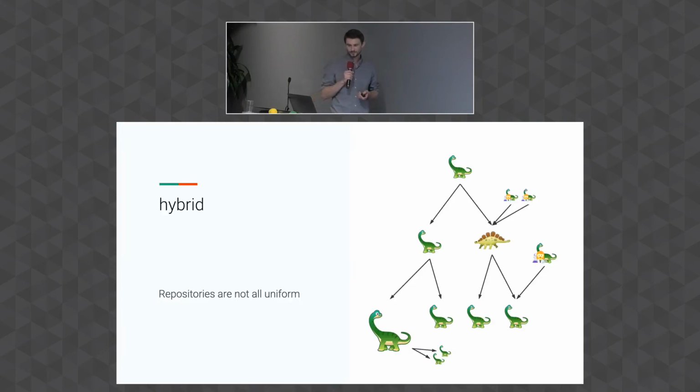And in the real world, not all repositories are uniform. So you may have different sized dinosaurs. You may have some baby dinosaurs in there. You might even have a Stegosaurus, which is a very unusual build step that maybe Bazel can't run.